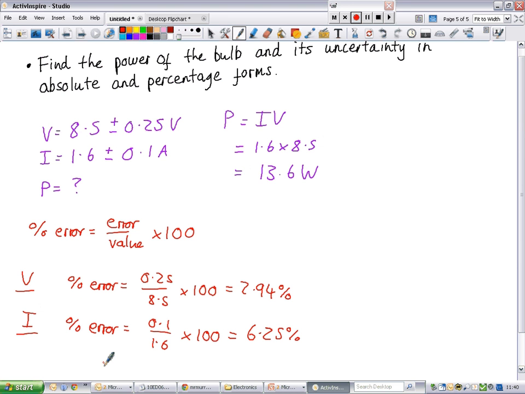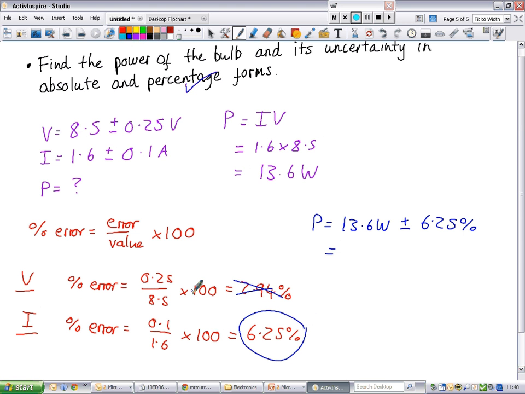What I've been teaching you to do is to select the percentage which is larger and use that in your final answer. So it's the percentage error in I that we're looking at this time. We're going to completely ignore this 2.94% and just use this 6.25% in our final answer. So that will be P is equal to this value of 13.6 plus or minus 6.25%. So that's you expressed your answer in percentage form, which is this first wee section here.